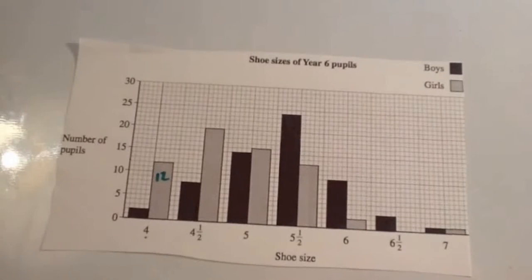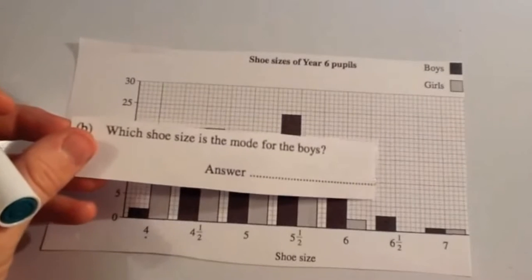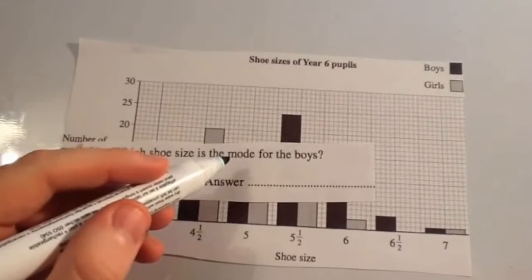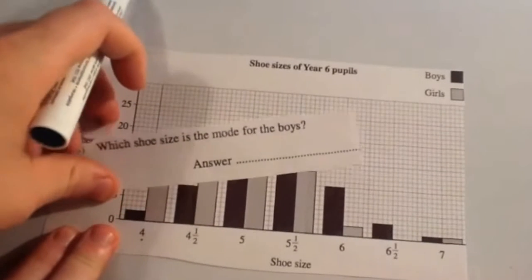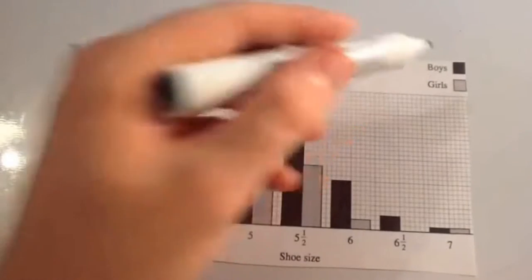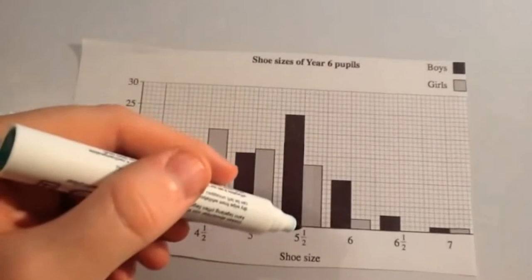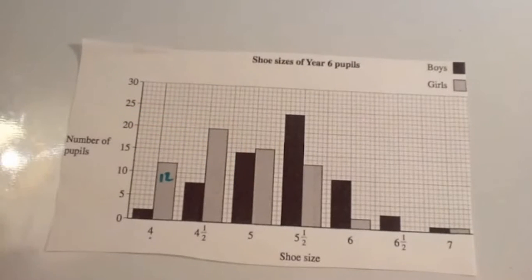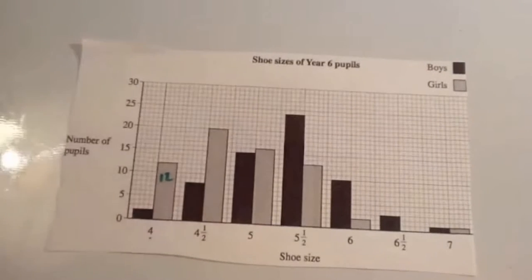Okay, the next question. Which shoe size is the mode for the boys? Now watch the video for the mode if you don't know what that is, okay? The mode is the most common, okay? So what shoe size is the most common for the boys? So boys is the black bar, so you're looking for the highest black bar. You can see here the highest black bar is at 5.5. So the most common shoe size for the boys is 5.5. That means the mode for the boys is 5.5.